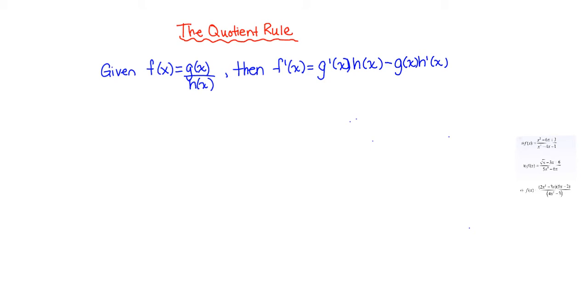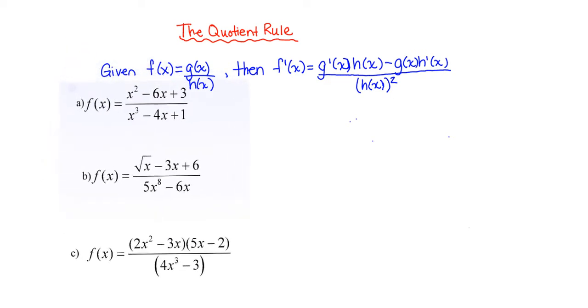So we could shorten that into the derivative of the top times the bottom minus the top times the derivative of the bottom. But here's where the quotient rule is very different than the product rule. There's a denominator here, and the denominator is going to be the bottom squared. So notice that it's just h at x squared there on the bottom, not h prime at x. So we're going to take a second here and complete a few examples.